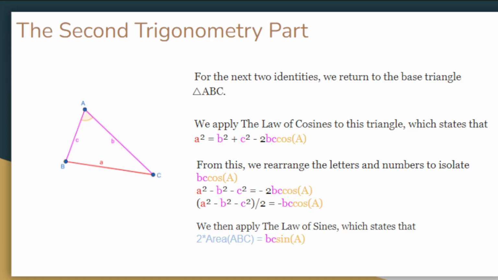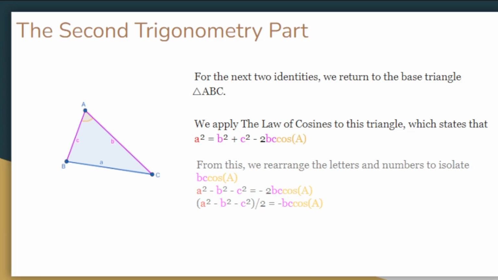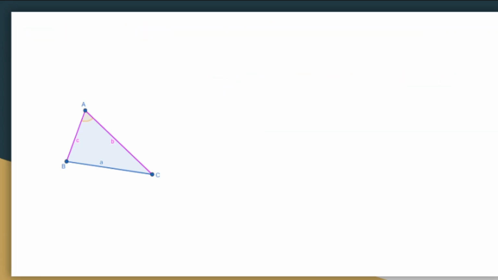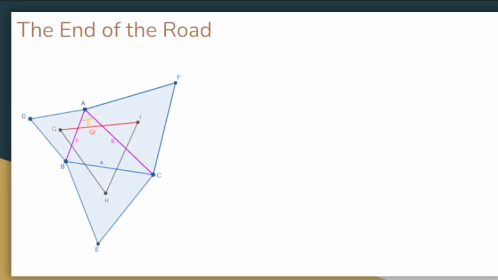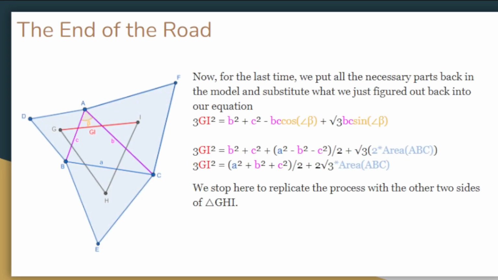We then apply the law of sines, which states that 2 times the area of triangle ABC is equal to bc sine of A. In our case, angle A here is equivalent to the angle beta that we were using. Now, we'll put all the pieces back together and then substitute what we just learned back in.